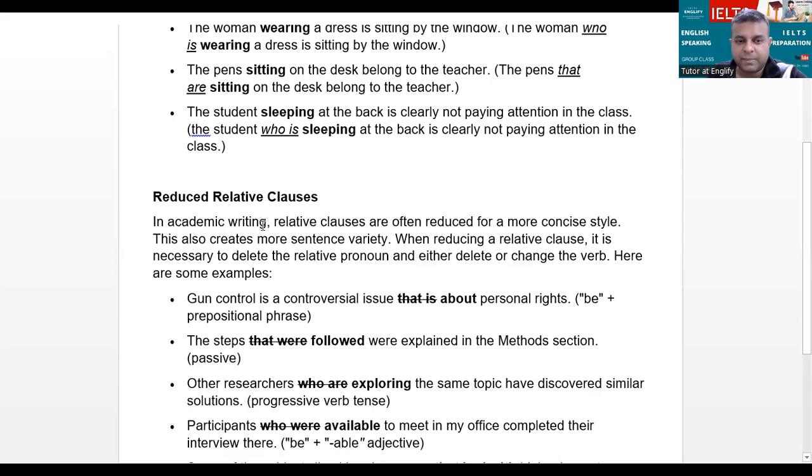So in academic writing, relative clauses are often reduced for a more concise style. So you make the sentence short. This also creates more sentence variety. When reducing the relative clause, it is necessary to delete the relative pronoun and either delete or change the verb. Here are some examples. Let's see.